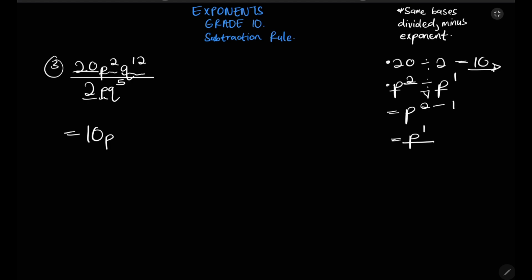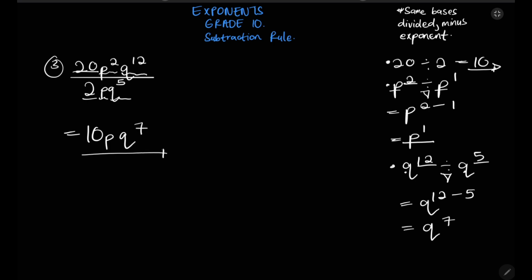What's the next variable? We have q and q. So this is q to the power 12 divided by q to the power 5. Do we have the same base? We have q and q? Yes. Are they divided? Absolutely. So we subtract our exponents. This is q, 12 minus 5. And your answer is q to the power 7. Your final answer is 10pq to the power 7.